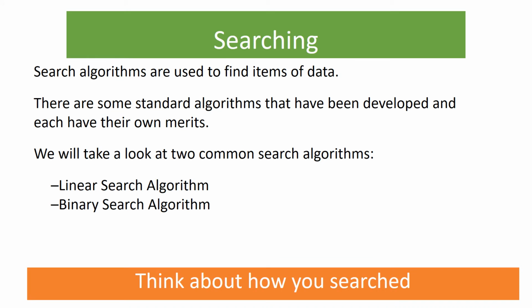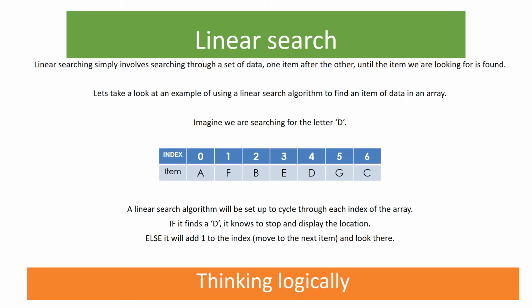We're now going to be looking at searching algorithms. These are used to find data in an array. There are two standard that we're going to look at to start with. These are your linear and your binary searches. A linear search is fairly straightforward. It searches through the data in a sequential manner, or a linear manner, one after the other.